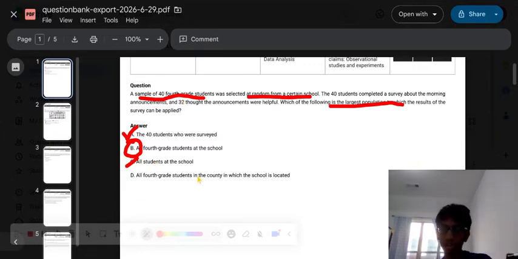And then all fourth grade students in the county in which the school is located. Obviously, this can't work either because one school might have a more accurate representation for information for fourth grade students, while another school might be more focused on fifth grade announcements instead. Moreover, it's more broad than all students in the school, and we already ruled that one out, so we have to X out D as well. So the answer to this question is B.